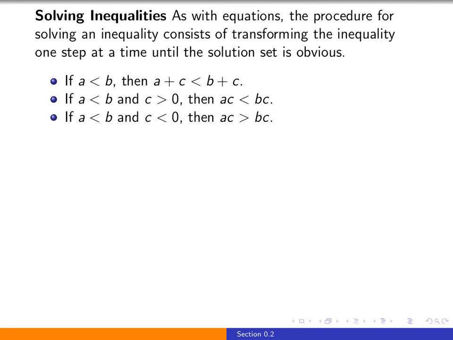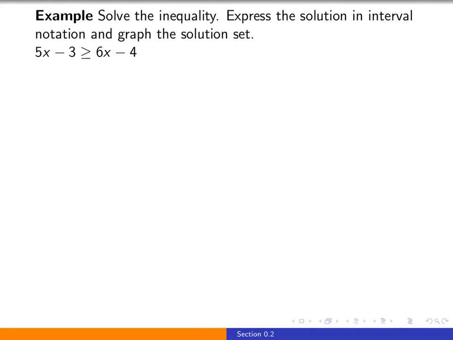So let's look at a few examples. So let's solve the inequality, express its solution in interval notation, and also graphically, graph out that solution set. So we have 5x minus 3 larger than or equal to 6x minus 4. The idea here is, just like if we were trying to solve a linear equality, to get all of the variables on one side, all of the numbers on the other.